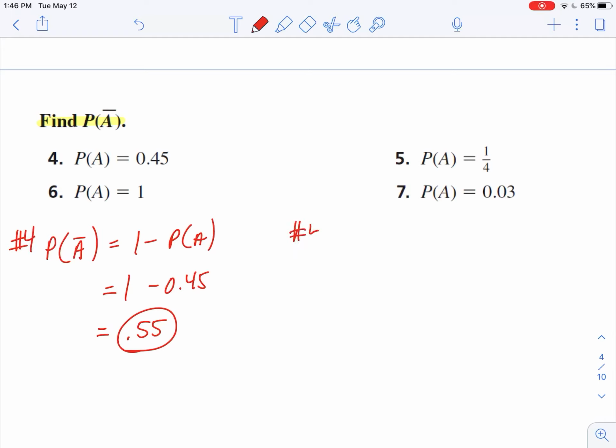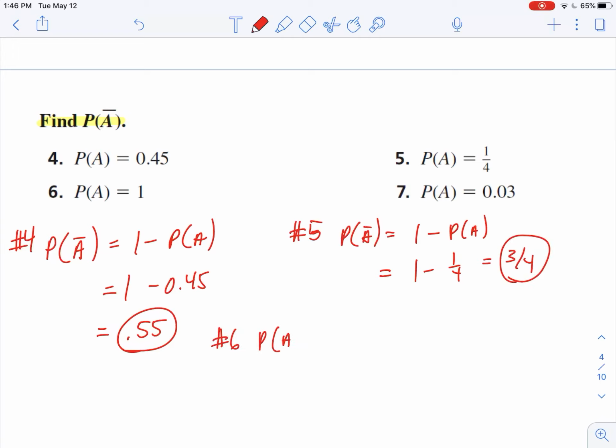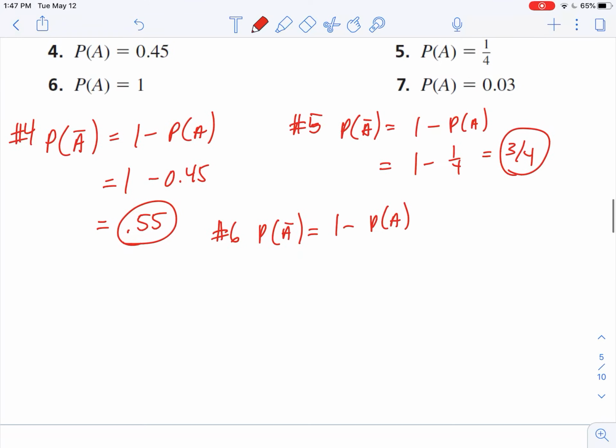Problem number 5, they're asking you for the probability of the complement of A, but they're expressing that in a fraction, so 1 minus the probability of A. Well, 1 minus 1/4 is, of course, 3/4. Problem number 6, the probability of A complement is, of course, just 1 minus the probability of A. Well, in this one, it's a little unique. The probability of something happening is 100%, so they're saying the probability of A is 1, so 1 minus 1 is 0. That's the probability of A complement. So the answer to that problem is 0.